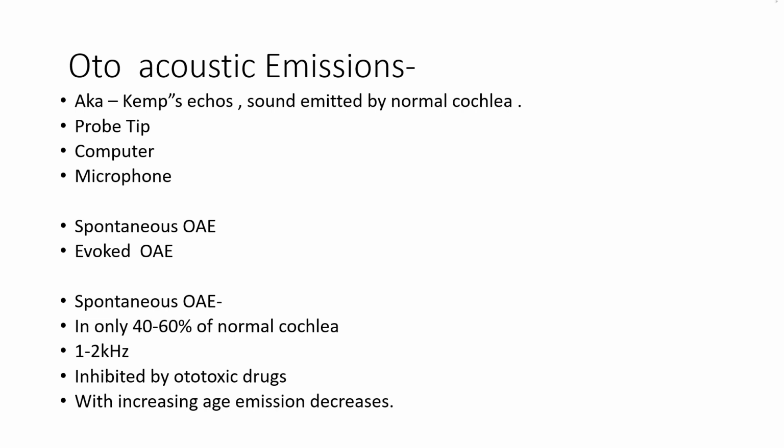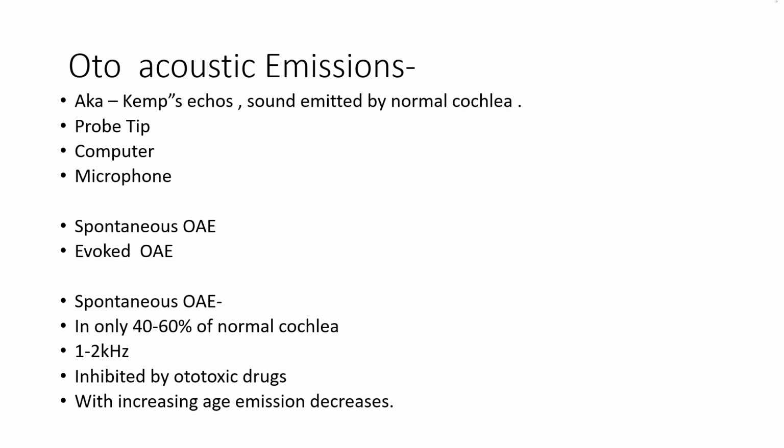So what are the two different kinds of otoacoustic emission? Number one is spontaneous otoacoustic emission, as we have also discussed, that it is naturally generated sound energy by the normal cochlea. Second is evoked otoacoustic emission, that is the sound energy emitted by the cochlea in response to certain stimulus.